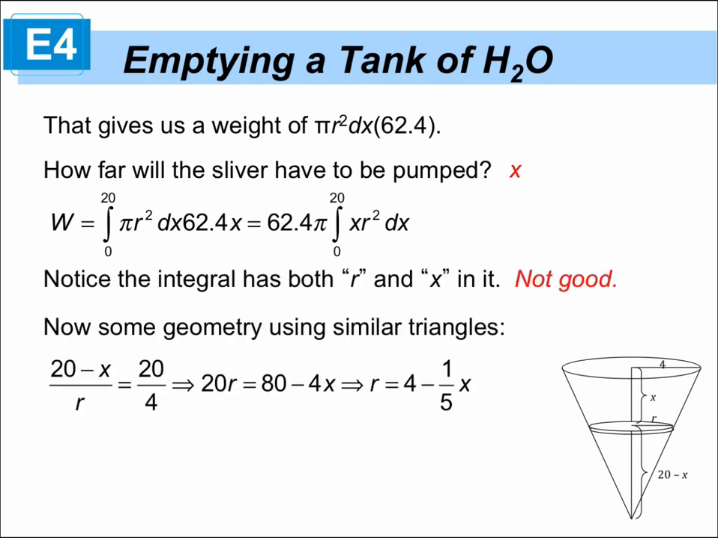Similar triangles, which are here. Okay. So 20 minus x over r is equal to 20 over 4. Do the math, blah, blah, blah. r is equal to 4 minus 1/5 x. This one ramps up a little bit. Because now we need to take that value of r, plug it back into the original integral, square it, and multiply it out.